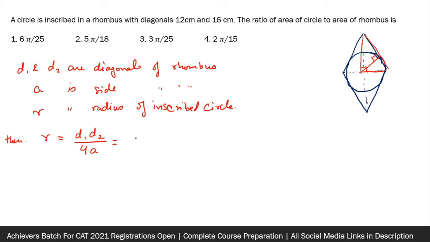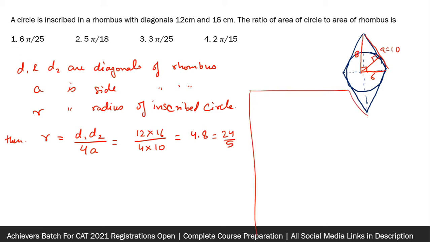So I am going to directly find it out. How do I know that the side is 10? Because the halves of the diagonals are 8 and 6. So by Pythagoras we get this as 10. I get the radius of the circle as 4.8 or 24 by 5, since I can see that the answer is in fraction form. Now I'm set to approach the answer of the question.